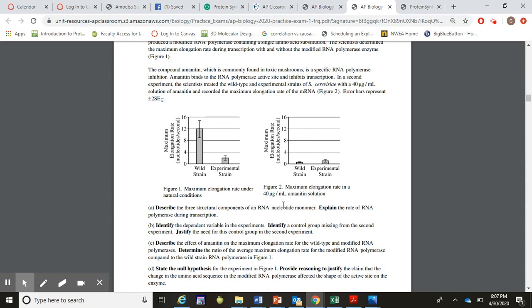So sugar, phosphate, and a base. And if you want to articulate that the bases are going to be adenine, cytosine, guanine, and uracil, do specify that the sugar is a ribose sugar.